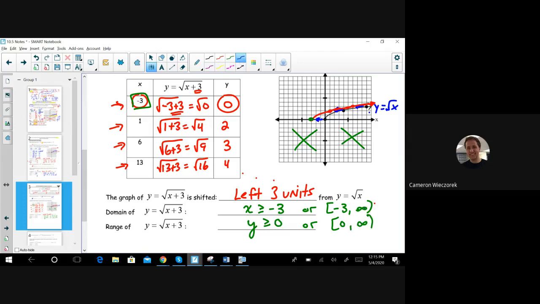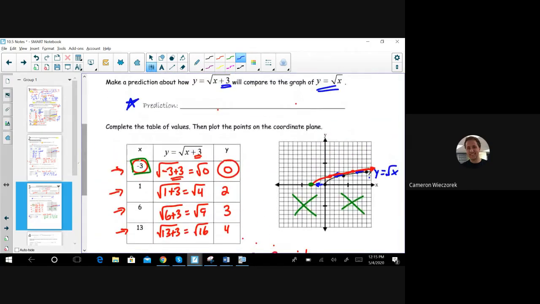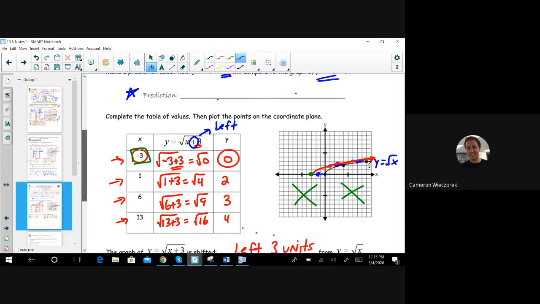So the vertical shift changes the range, but what does this horizontal shift change? That changes the domain. So if you see a number under the radical, that's going to affect the domain. It's not going to affect the range. And the other important thing to note from this example is the plus sign is actually moving it to the left, which goes against what you would maybe expect. You'd probably expect it to go to the right, but that is not what happens.